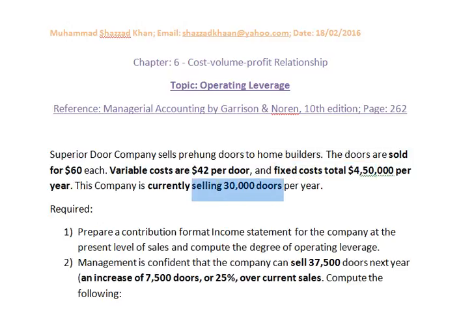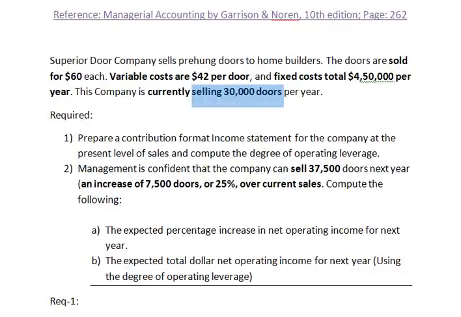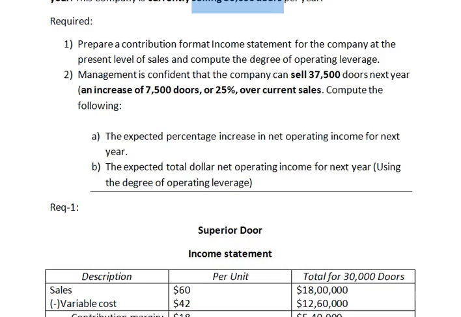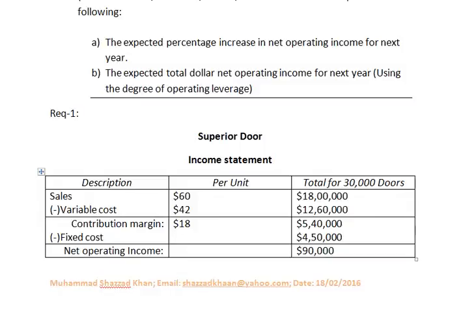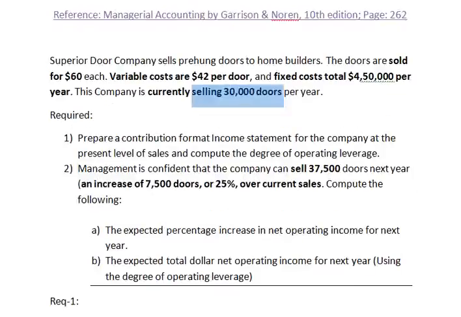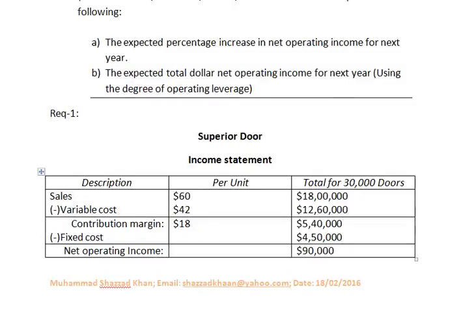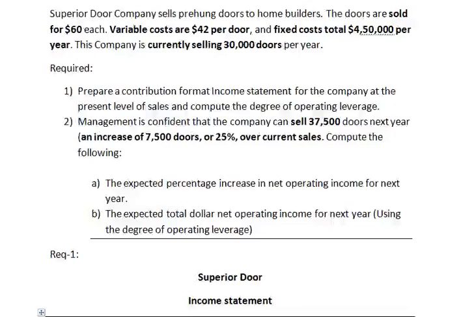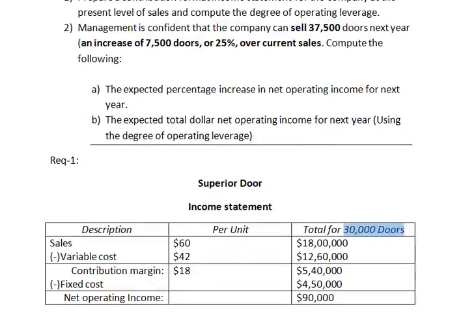The requirement told us to prepare a contribution format income statement. So if you want to prepare an income statement, at first we write the sales. Here the sales amount is $30,000 per year. So the total calculation will depend on $30,000. At first we need to put sales here.